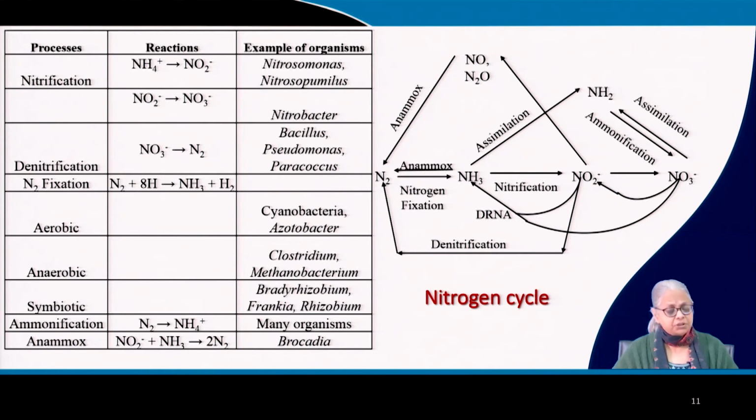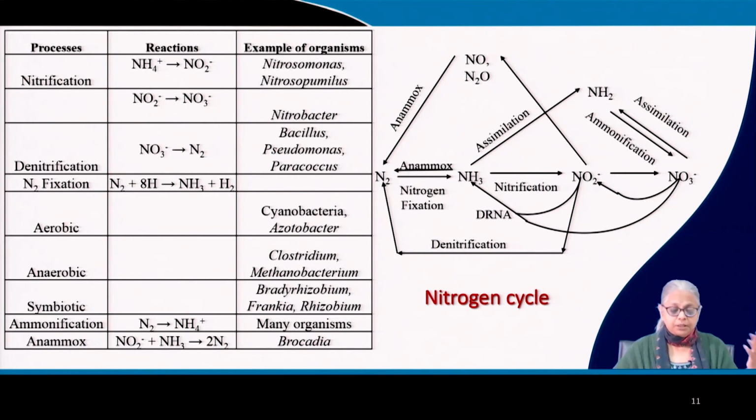We have several nitrogen fixing bacteria where nitrogen is converted to ammonia form. Under aerobic conditions, it's done by Azotobacter and cyanobacterial species. Under anaerobic conditions, we have Clostridium, purple and green phototrophic bacteria, Methanobacterium. These are all possibilities. Then we also have symbiotic organisms.